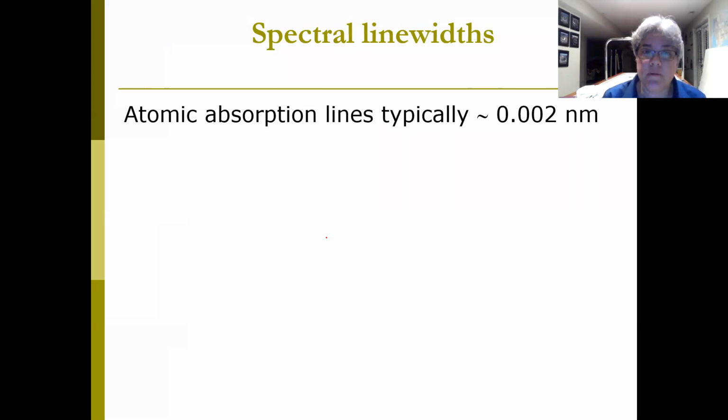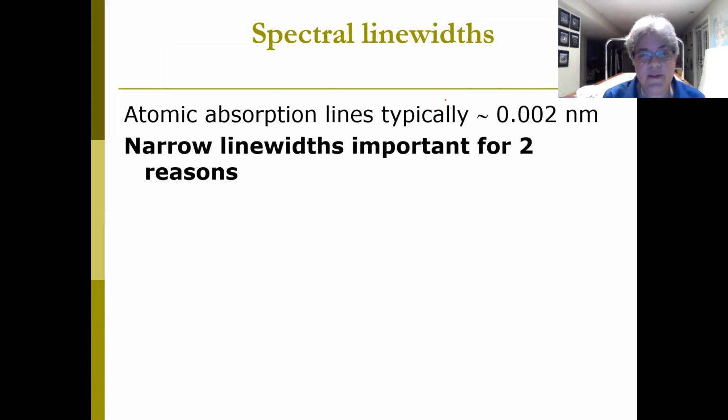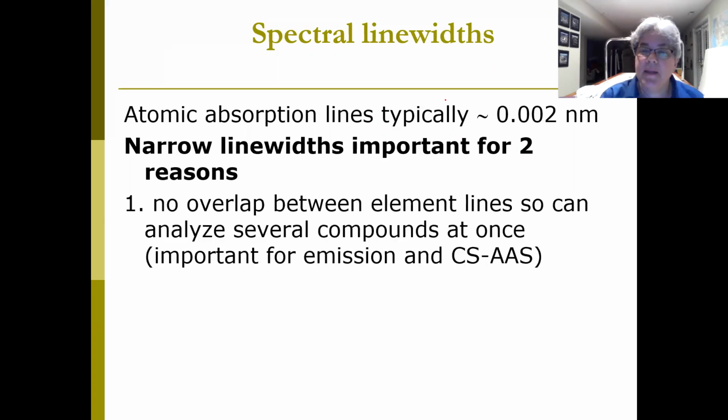Now, why is this important? Well, it's important for two reasons. One, it means that there's no overlap between the lines. These lines are so narrow that you can have lots and lots of different lines. Now, for line source AAS, what we're talking about in this chapter, that's not important, because we said there's not going to be lots and lots of lines, and we can only measure one element at a time. This would be important if you were doing emission or the other kind of AAS. So this first reason is not important for this chapter.